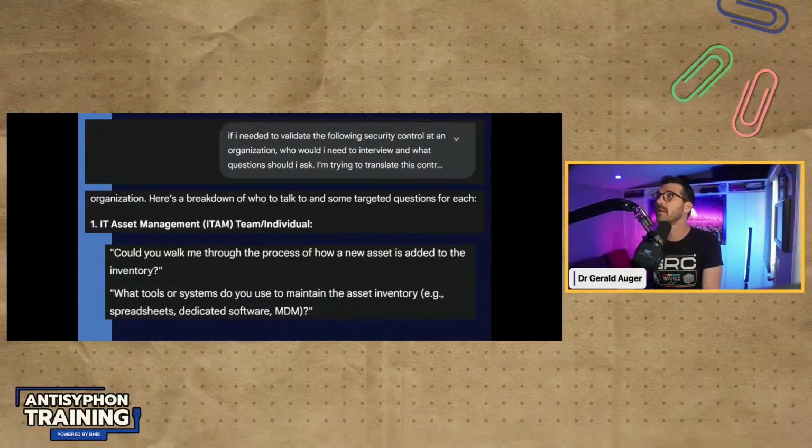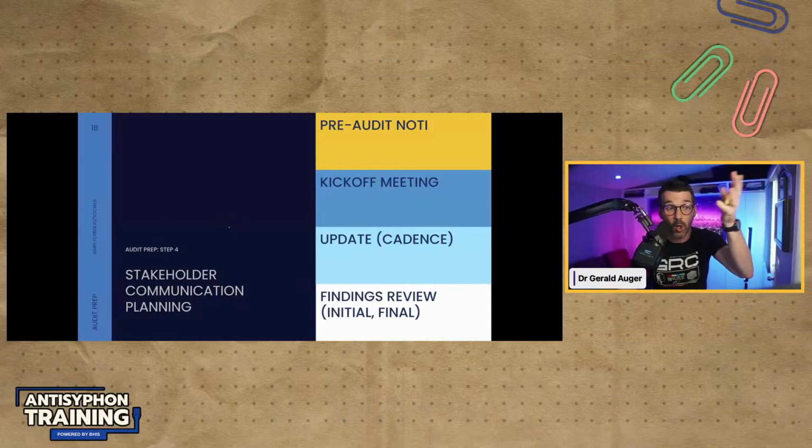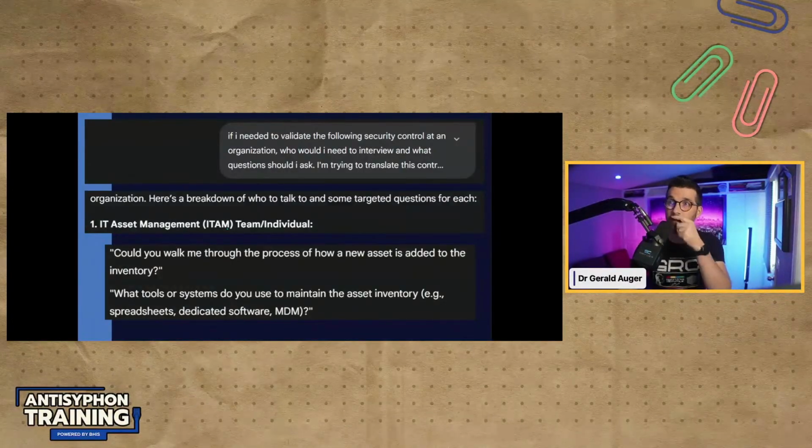Okay, let's keep going. Yep, here's the example of how you can use AI. If I need to validate the following security control in an organization, who would I need to interview and what questions should I ask? I'm trying to translate this control into common speak. Boom. This is a great AI query because it actually tells you who you should be inviting to the meeting. Go review your stakeholder org chart and pull those people and tell them. And then this basically is a shortcut key to your audit script.